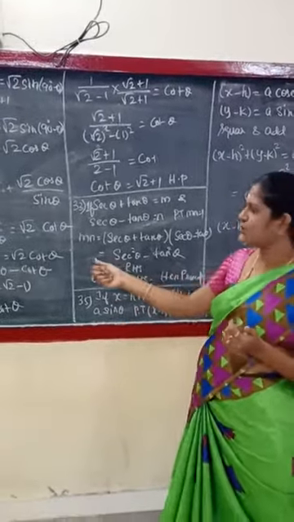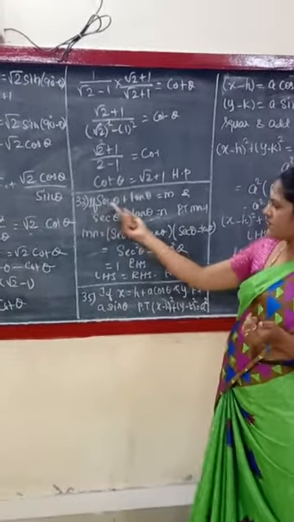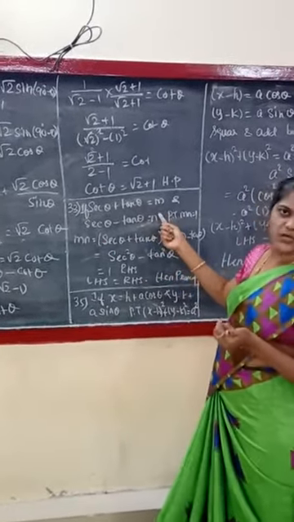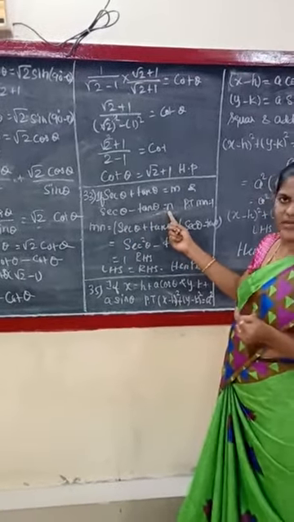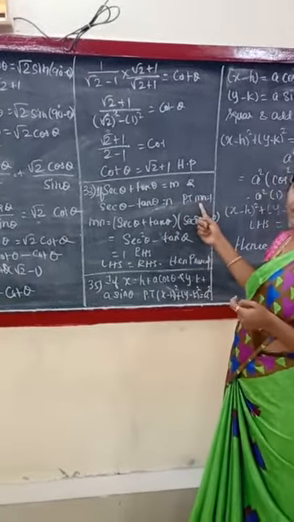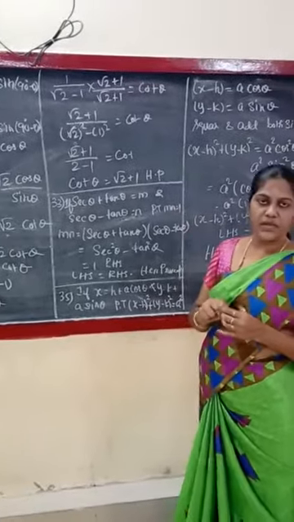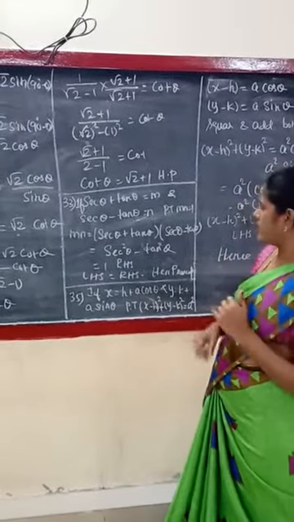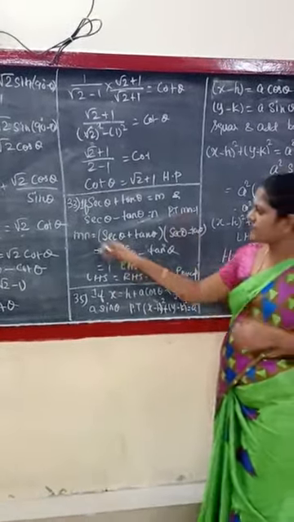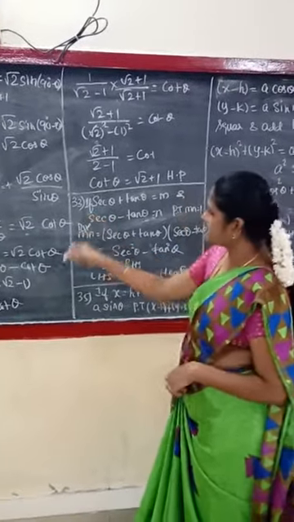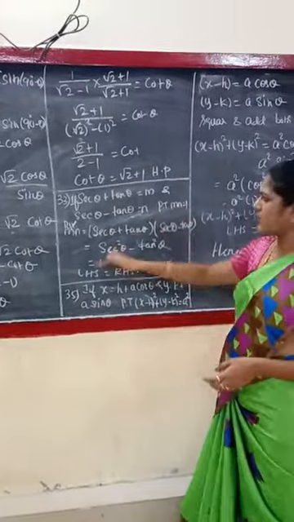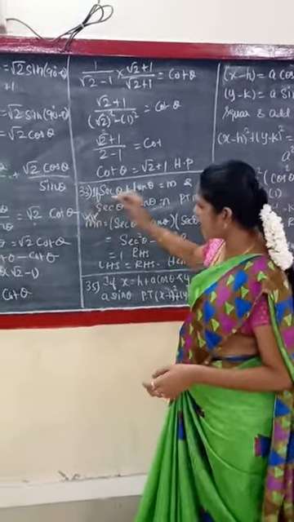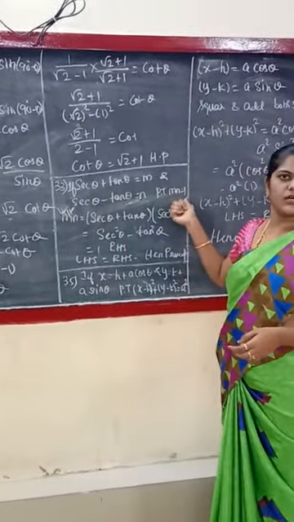Listen, 33rd question. If secant theta plus tan theta equals m and secant theta minus tan theta equals n, prove that mn equals 1. So what do we need to prove? The mn term is equal to 1. Okay, listen. First I take the right hand side. Sorry, it's not the right hand side, it's the left hand side only. What's the proof? mn equals 1.